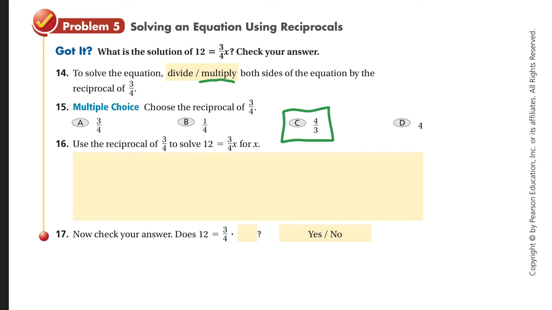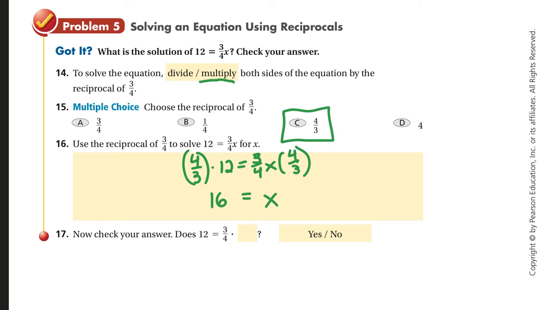So I'm going to go through the steps in this little blank down here. 12 equals 3/4 times x. To solve this, I'm going to multiply both sides by the reciprocal, 4/3. And I have to do the same thing to both sides. So what happens here, 3/4 times 4/3 equals 1. So this just becomes x. And then 12 times 4/3 is 16. So 16 is x.